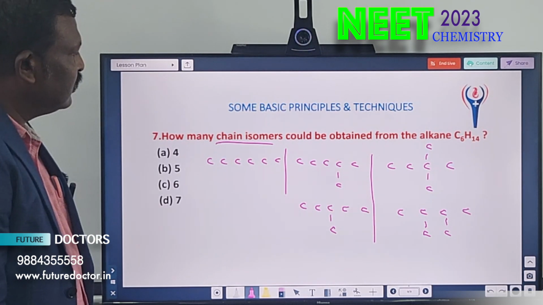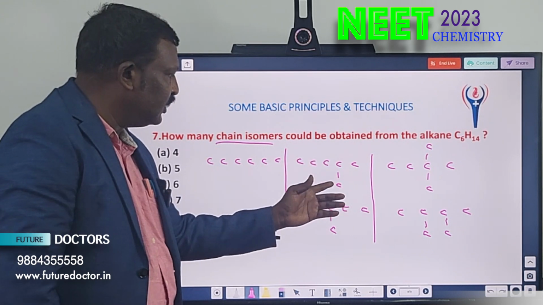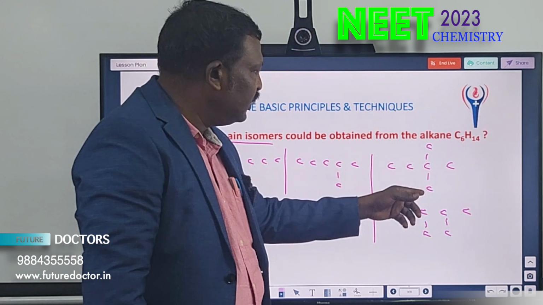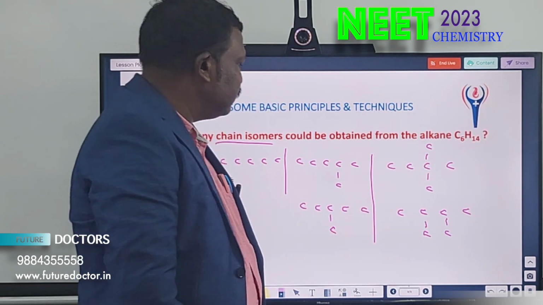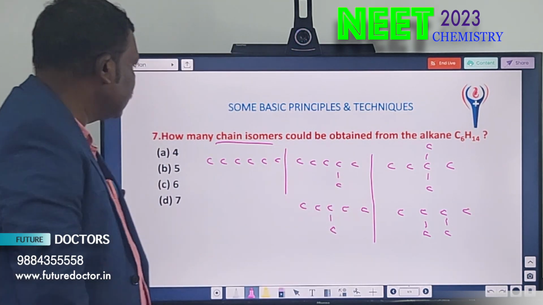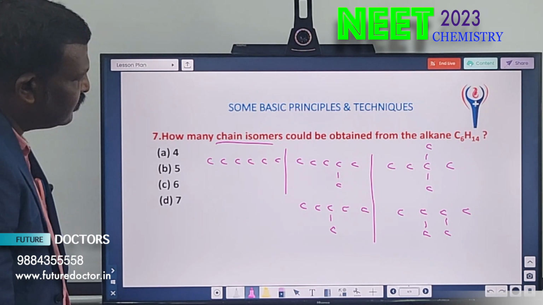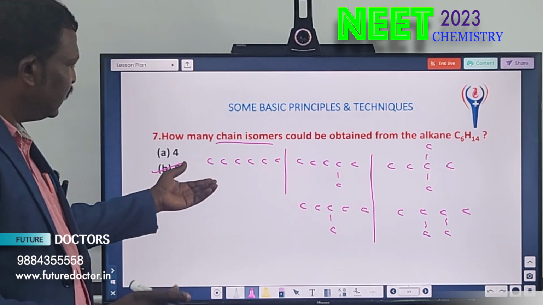Is there any other possibility? All carbons in a straight line. In the second case, 5 in a straight line, 1 in a branch, with the branch on different carbons. Here 4 in a straight line, 2 in branches, with both on the same carbon, and another with them on different carbons. So how many isomers are there? 1, 2, 3, 4, 5. So 5 chain isomers are possible. So the answer is B. Understood? I didn't fill in the hydrogens, but you know that.